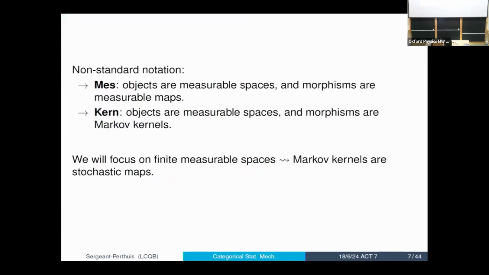So just to be clear, I use unconventional notations, but to be clear what categories I will be considering. MES, which is the category of measurable spaces with morphisms, measurable maps. Kern, which is the category of measurable spaces with Markov kernels. It's not the same Kern that the others consider, because you don't have pointed distributions of the spaces. It's closer to Stoch. And in fact, I will be considering mostly finite measurable spaces because it's simpler this way.